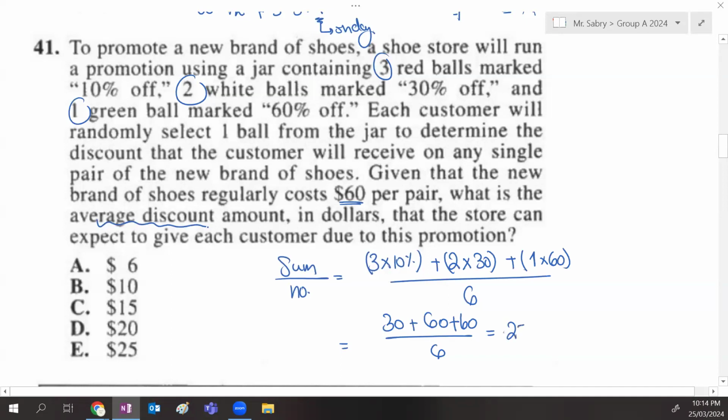Yeah, 25. So the average discount they should expect to give is 25. No, it's 25%. So 25% of what? Of this pair of shoes. So they want to know what is the average discount amount, not percentage. So I'll have to calculate 25% times the 60, which would be 15.